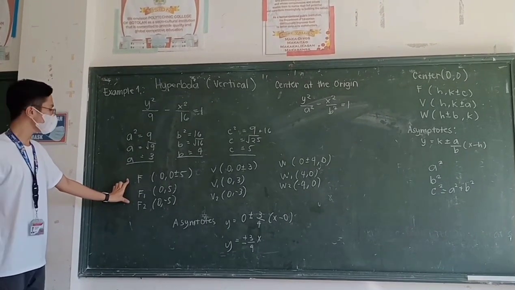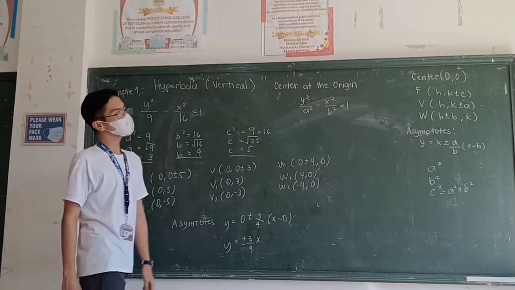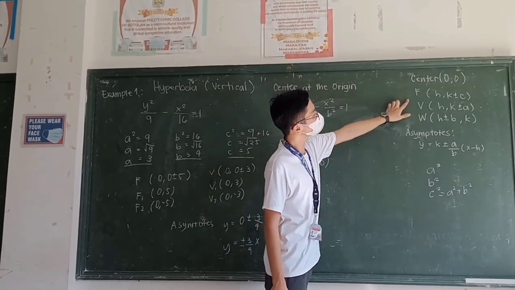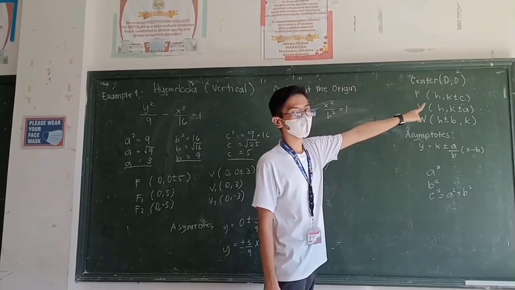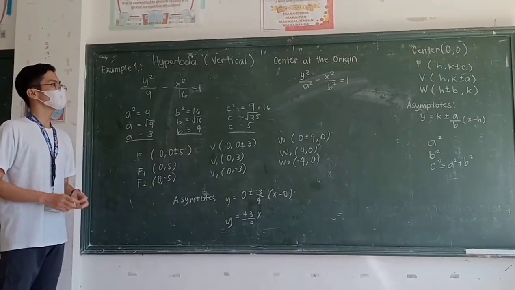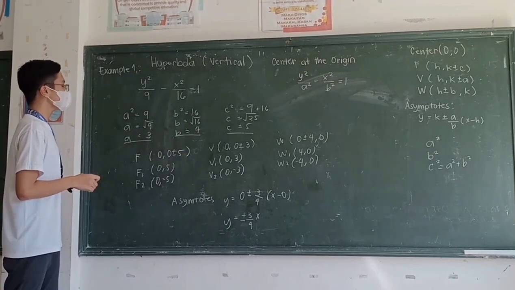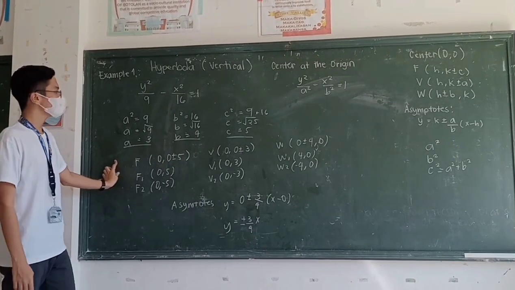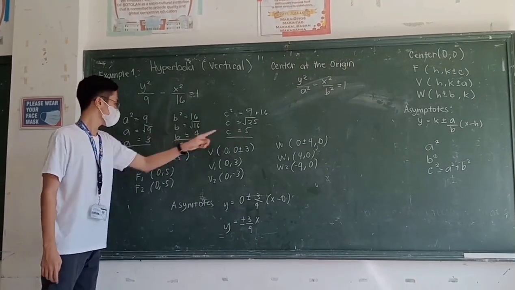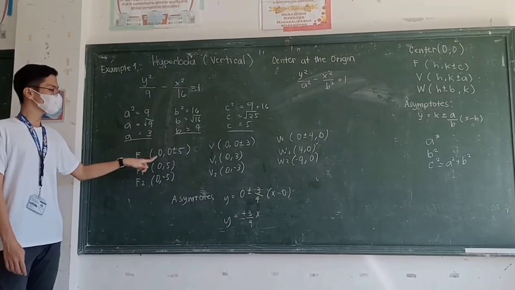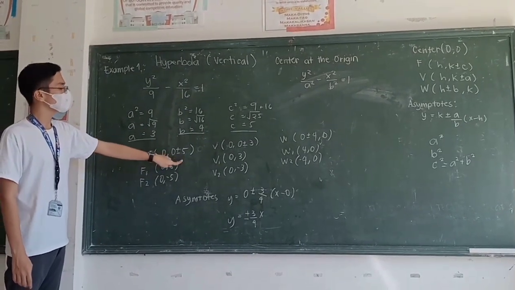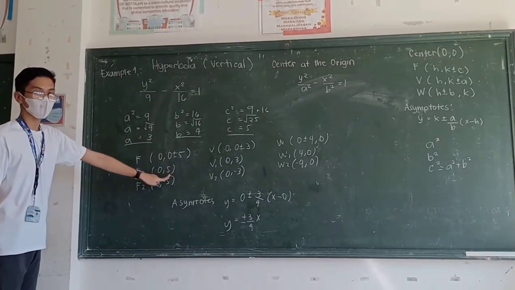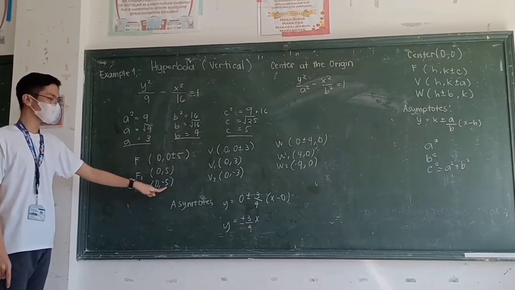Now, let us proceed in finding the coordinates of the foci. We should follow this: foci is equal to (h, k positive and negative c). Since the center is at the origin, the coordinates of our center are (0, 0). So we need to substitute the value of c, which is 5. So we get foci is equal to (0, 0 plus and minus 5). So focus 1 is equal to (0, 5), and focus 2 is equal to (0, negative 5).